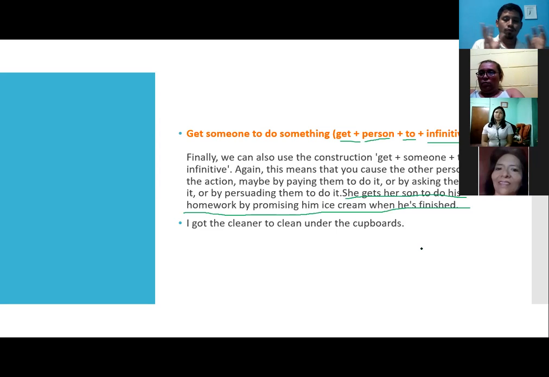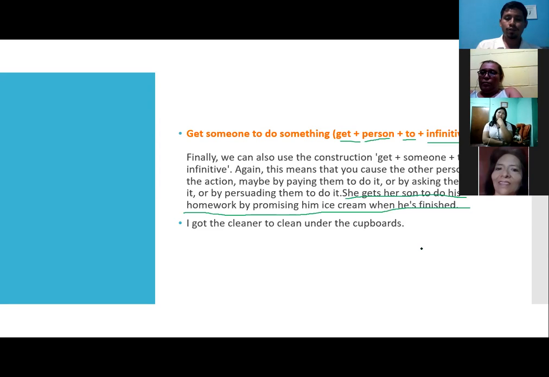The causatives work in that way. In this case, using get someone to do something, we notice that she caused the action in her son. Okay, why? Because she is persuading him to do the homework. How? By promising him an ice cream. Okay.